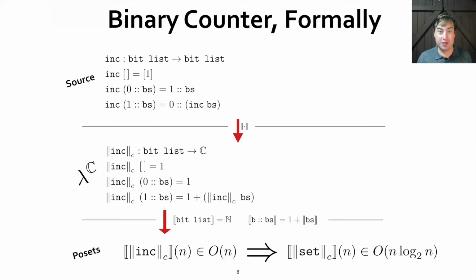After this, we use the denotational semantics to interpret this recurrence as a map between posets. Most importantly, we interpret the bit list type as the natural numbers, which abstracts a list to its length in the traditional way. The monotone maps of posets we get in the semantics represent the exact same loose bounds that we talked about before. If you carry it all through for set, you still get n log n. So, we've seen how the previous work comes up short.